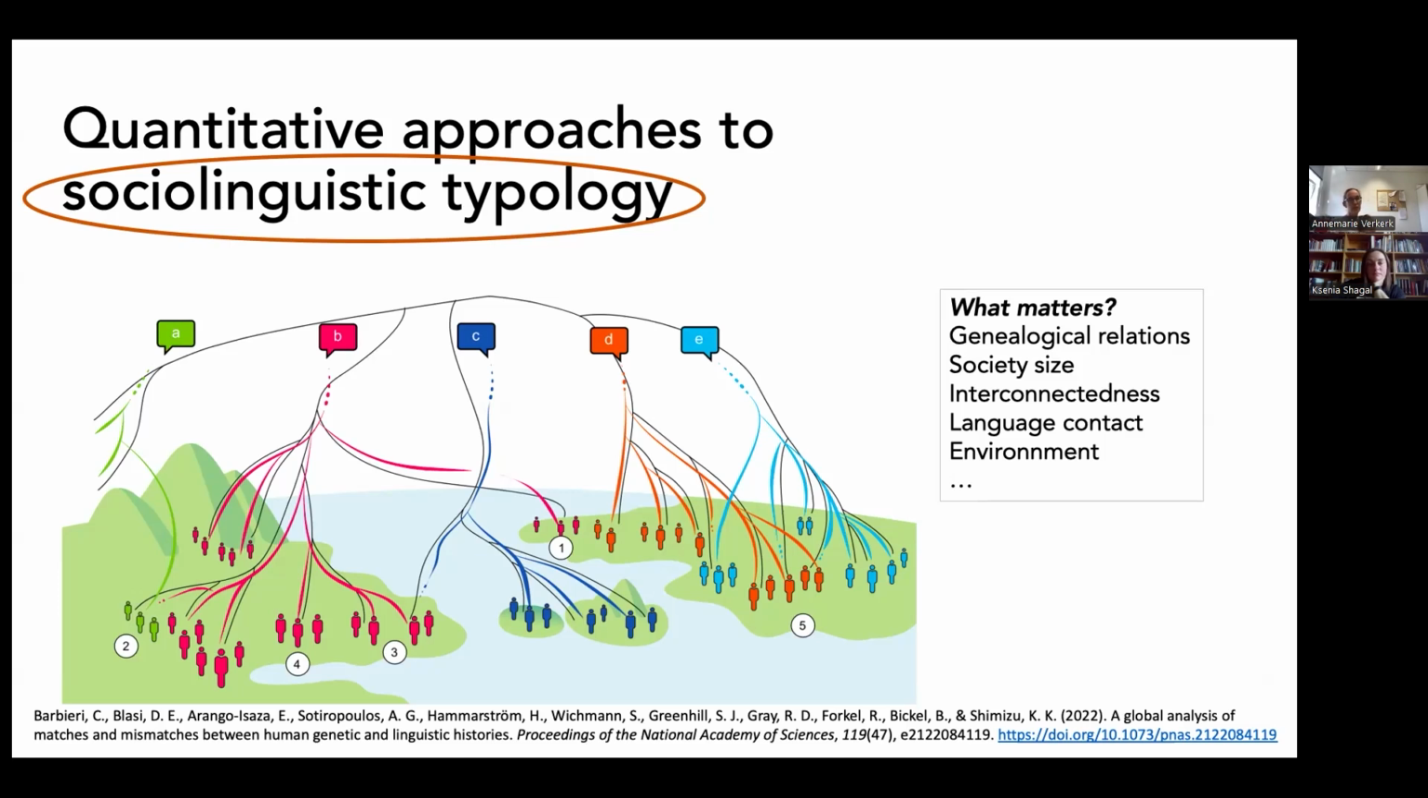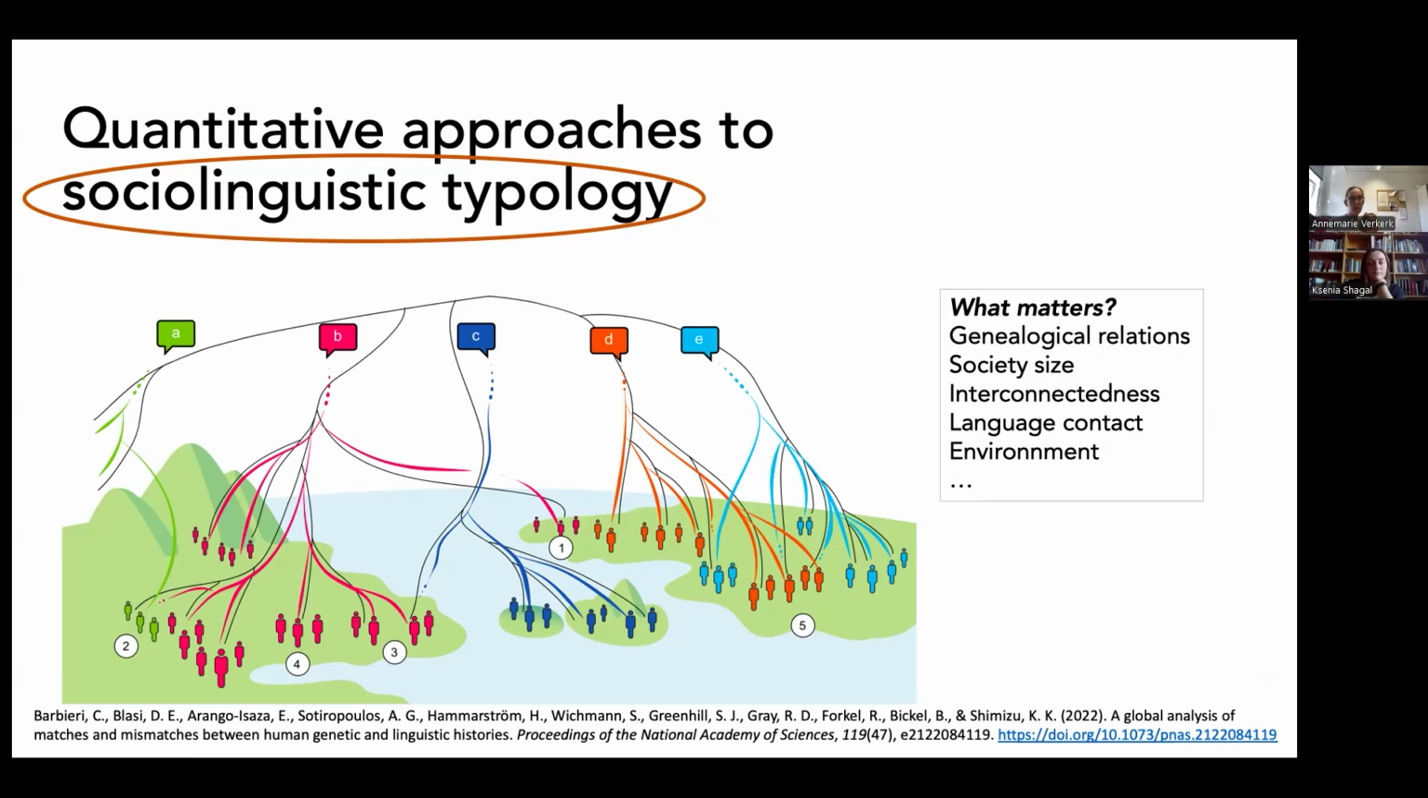And then there's all kinds of societal questions that matter, right? Society size, interconnectedness. Are there lots of people that are coming in from different communities, from different cultures, or is the society very isolated and does not have lots of contact with other speaker communities? So that's basically language contact, but also environment. So where are you? Are you located on a coastline? Are you up in the mountains, etc., etc.? And all of these things are also interdependent with one another, which makes things less straightforward than one might think initially.